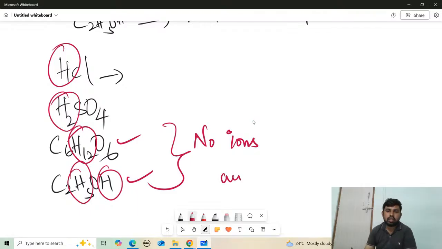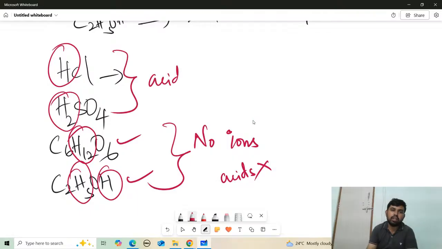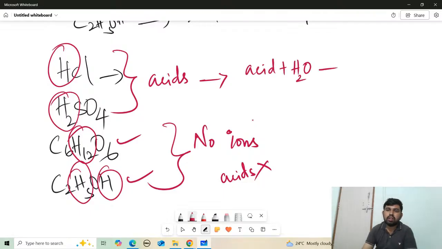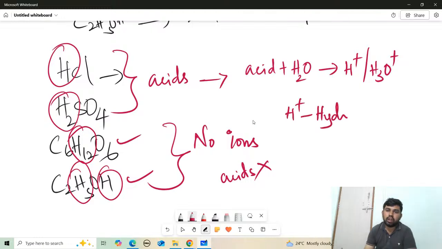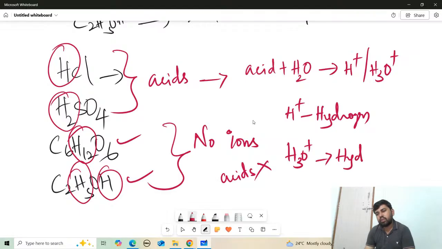Are these acids, sir? They are not acids. Are these two acids, sir? Yes, these are acids. Why are these acids, sir? There is a condition. When an acid is added to water, there must be H plus ions, or we can say there must be H3O plus ions. This H plus is called which ion, sir? It is called the hydrogen ion. Similarly, H3O plus ions are called hydronium ions. So there is a condition: if they are acids, they should produce what, sir?